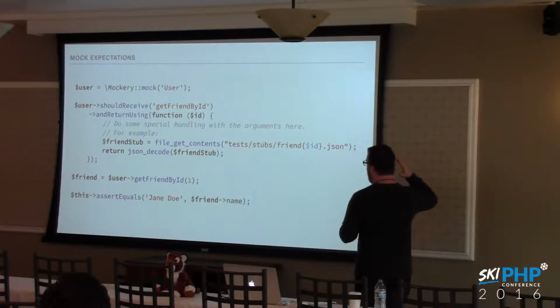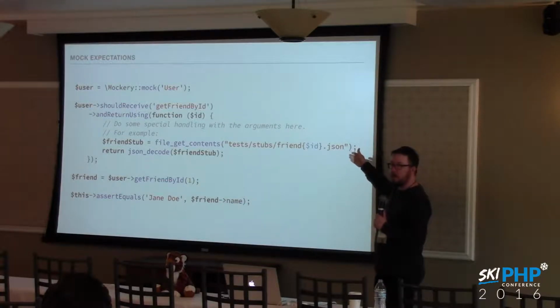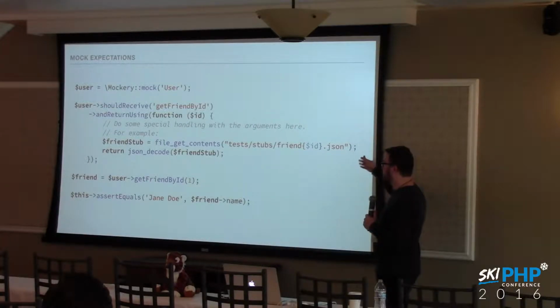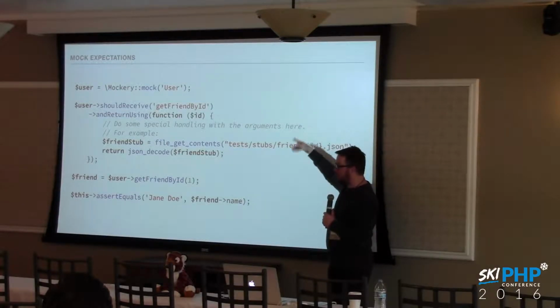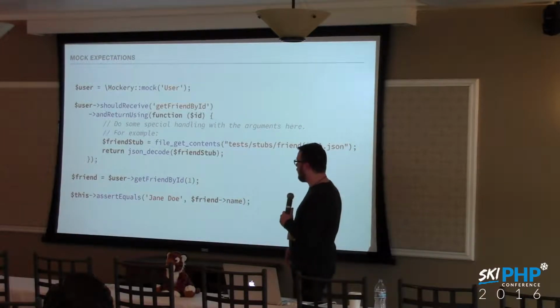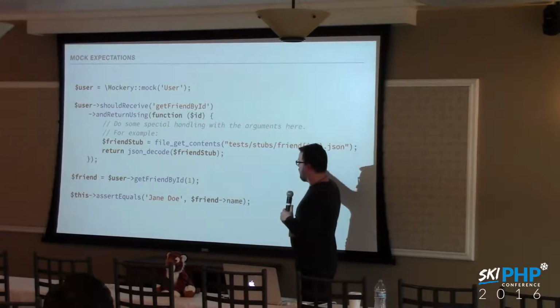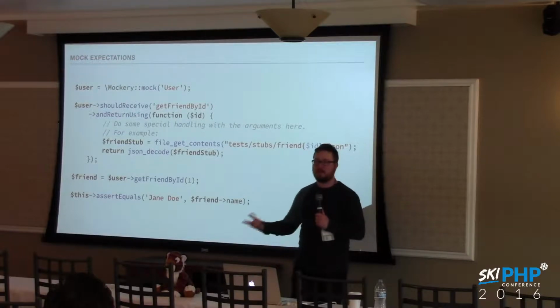In my test here, just for the sake of example, you've got a list of stubs, in JSON form, that you're going to grab and then return as a standard class object. We're taking the ID that our method passed in, grabbing some JSON file, decoding it, and returning that. So now when I call user getFriendById and give it an ID of 1, maybe we've got a file on disk somewhere that it grabs, and then we can say friend name, and maybe it has Jane Doe in it.